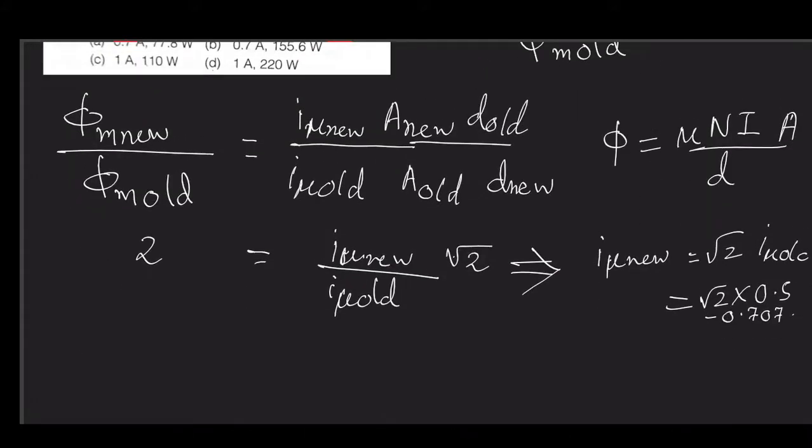Then we will get 0.707 ampere. And what about our power loss? Power loss will be V new by V old.